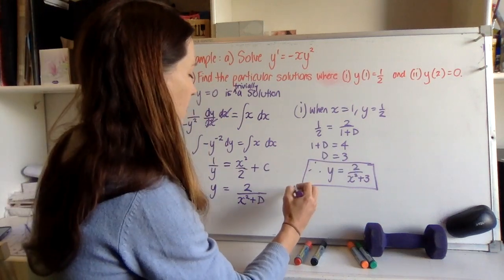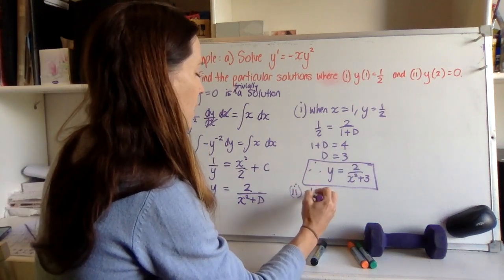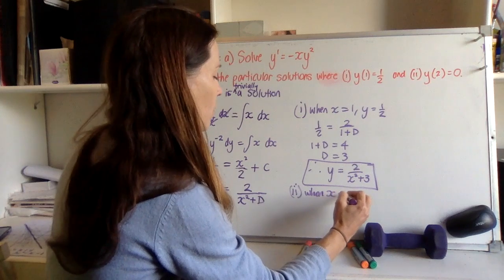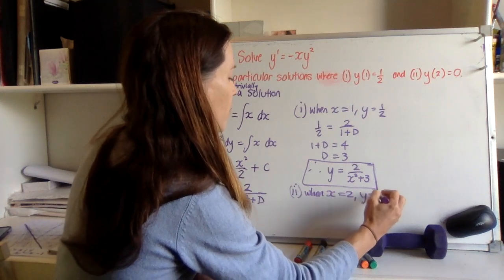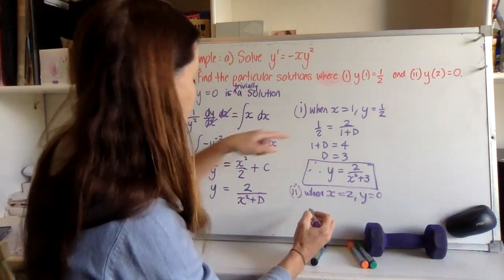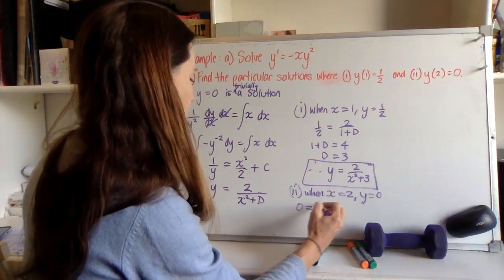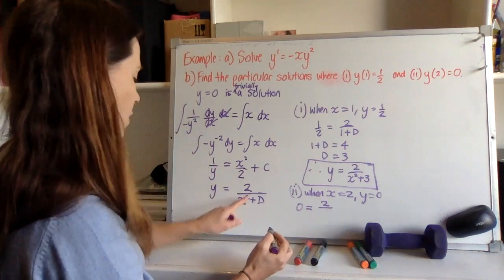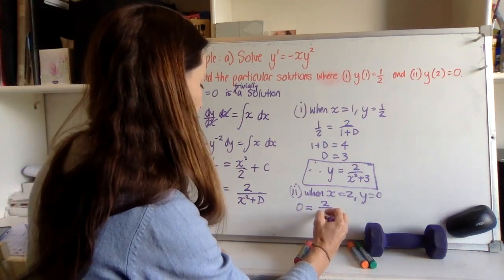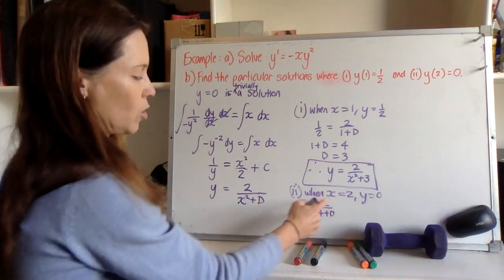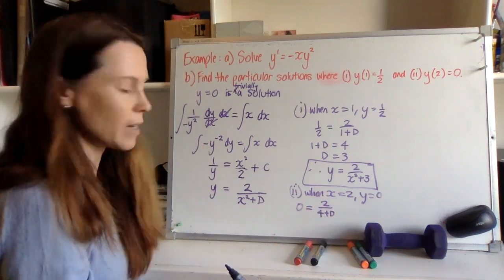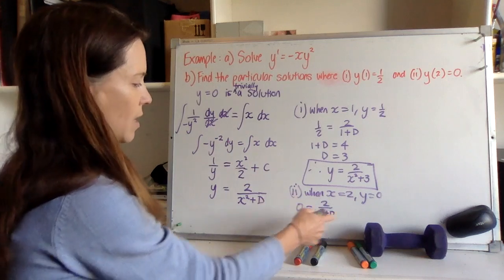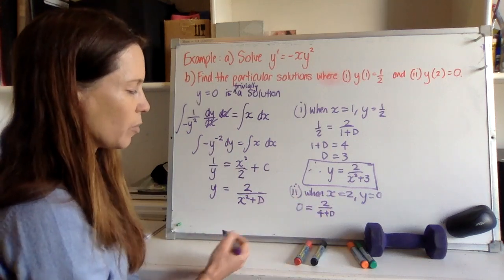Now the second one, we're saying when x equals 2, y equals 0. So subbing in here, I've got 0 is equal to 2 over 4 plus d. Now 2 divided by something can't equal 0, can it? So in fact I can't actually solve this one, and I'm feeling a little bit stuck here.